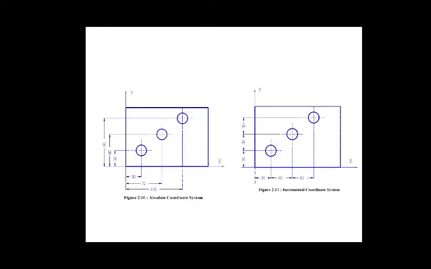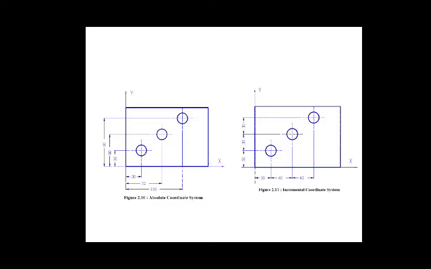Now in incremental coordinate system, the disadvantage of the system is that if an error occurs, it will be accumulated. This is the difference between absolute coordinate system and incremental coordinate system.